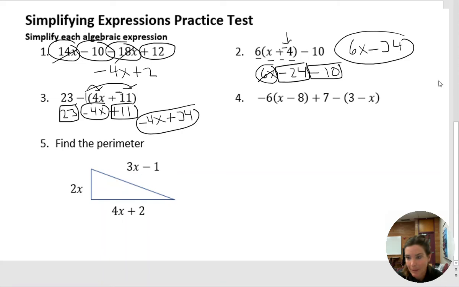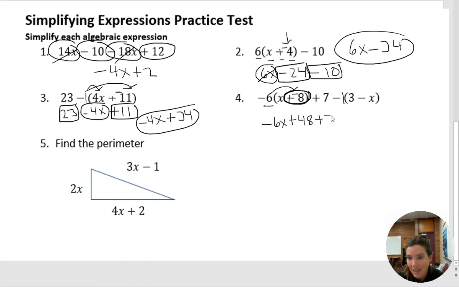Final answer. Okay, now on the last one, there are two things we need to distribute. We need to distribute this negative 6. We also need to distribute this negative 1 here. Remember, if there's a minus sign in front of a parenthesis, it has to get distributed to both. So negative 6 times x is negative 6x. And then this is a negative 6 times, because there's a minus sign in front of this 8, that really makes it a negative 8. So a negative 6 times a negative 8 is a positive 48.